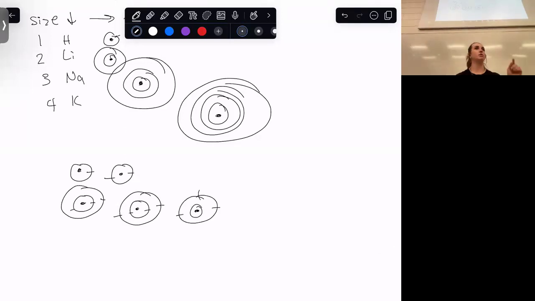Now we have 3, right? And we're just going to keep on adding that to our outside shell. We're just going to keep on adding more electrons to that shell until we get to our noble gas. But as we're adding electrons, what else are we adding? We're also adding protons, right? So the more that we're adding electrons, what is happening to the charge at our nucleus?